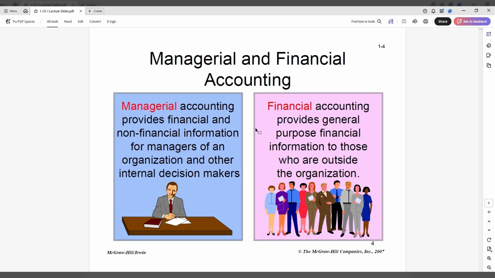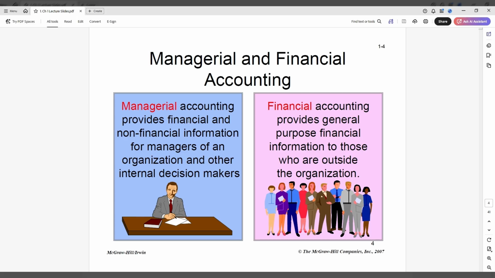And there's huge amounts of overlap between these types of accounting. But when we're specifically making a distinction, the financial accounting really is more prepared to be provided to individuals outside of the organization, whereas managerial accounting is more being prepared for the benefit of managers inside the organization. And some of this is financial and some of it's non-financial as well. So it's not just about reporting out financial information like financial accounting is.